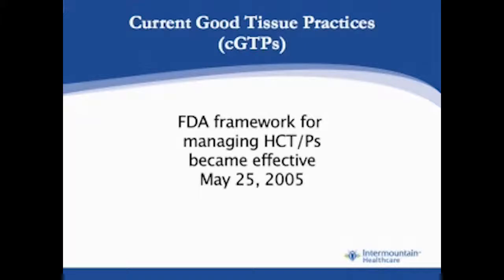The final regulations defining the manufacturing of HCTPs, or current good tissue practices, became effective May 25, 2005, and are documented in the Federal Register. 21 CFR 1270 and 1271 regulate the manufacturing steps and the organizations that perform those steps prior to the HCTP arriving at the threshold of the hospital.